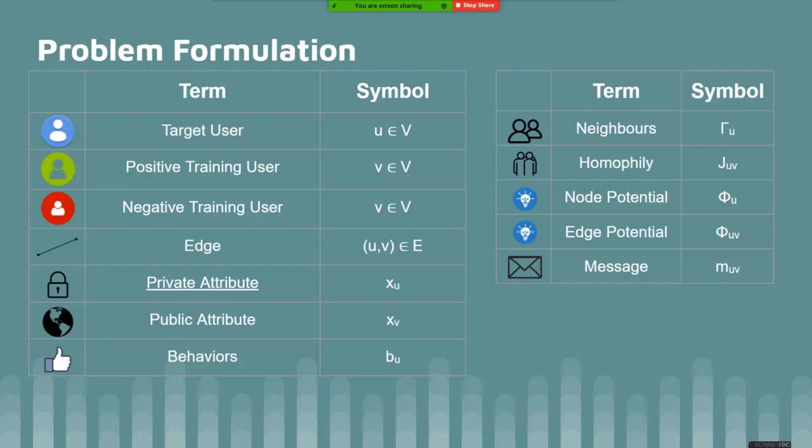The last three definitions, node potential, edge potential, and messages, are relevant to the actual model being used, which is the Markov random field. So they cannot be understood very well here, but you can imagine them as, for example, if we have a Bayes network, then a node potential would be the probability distribution of a certain random variable, and the edge potential would be the conditional probability of a random variable given the other.